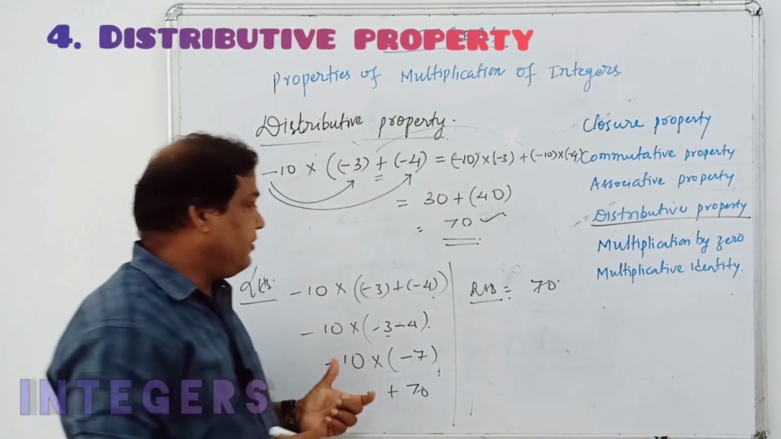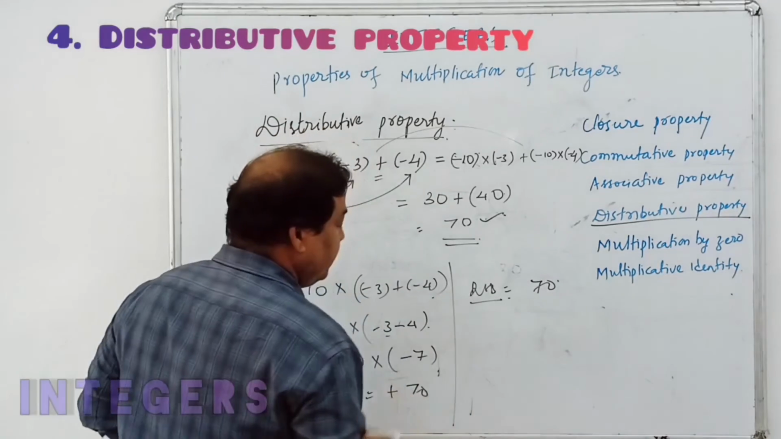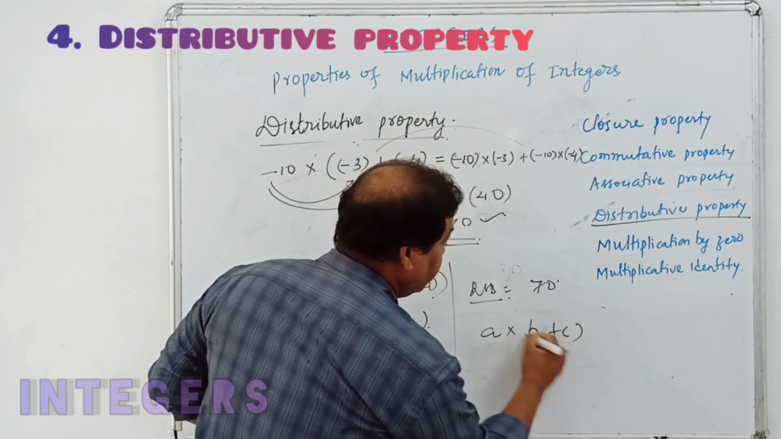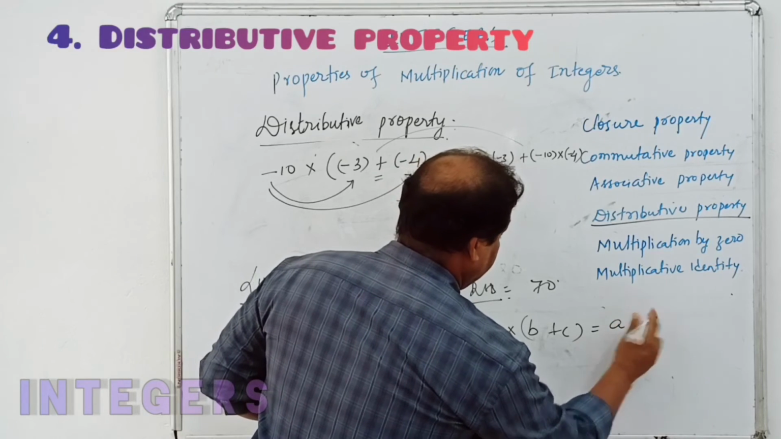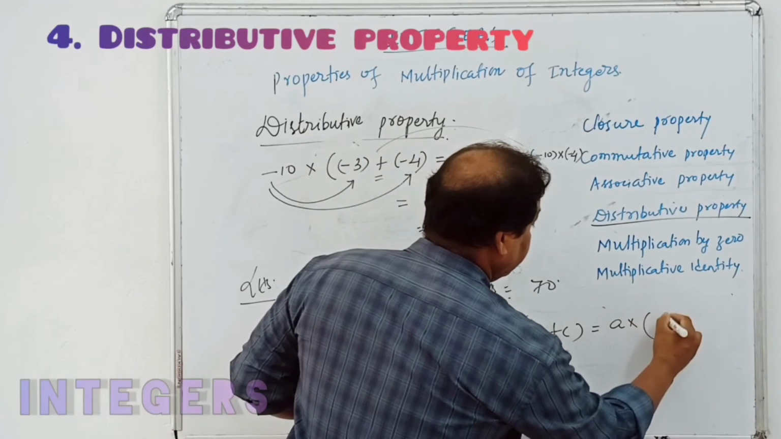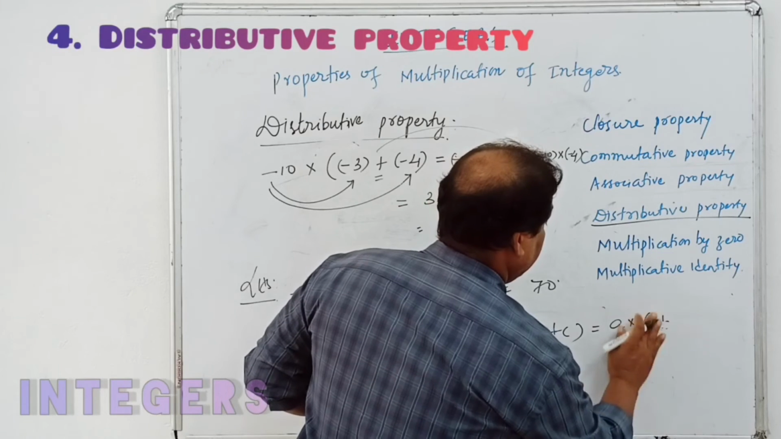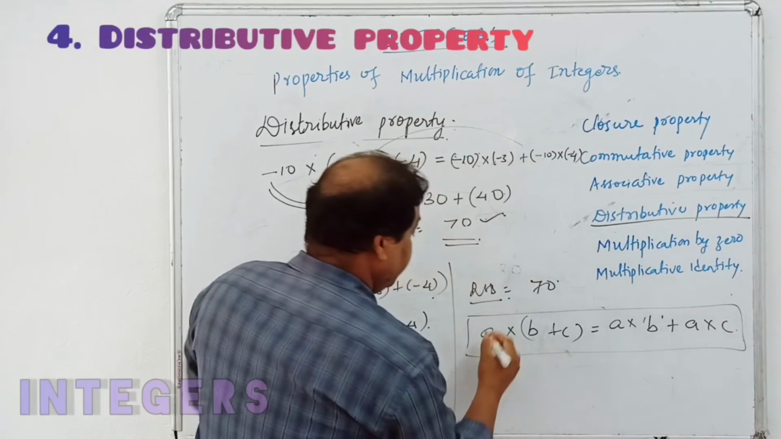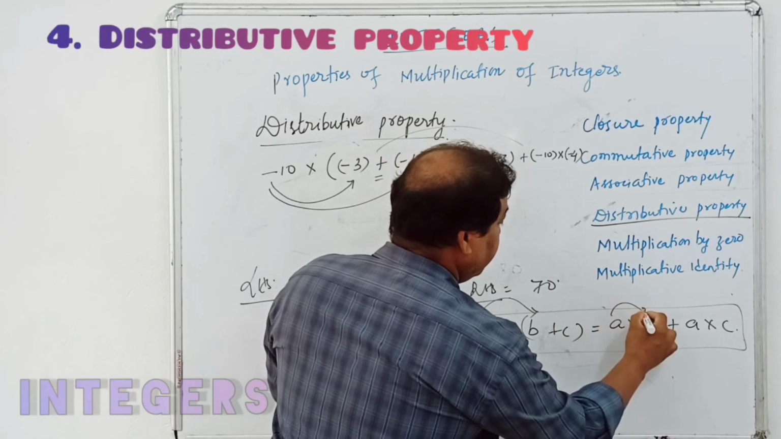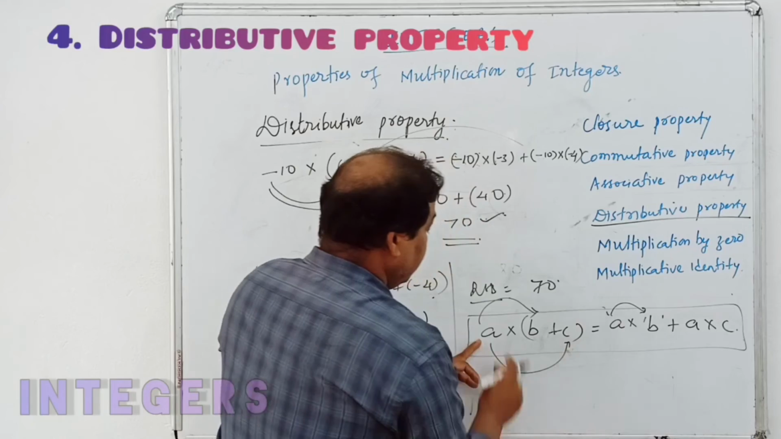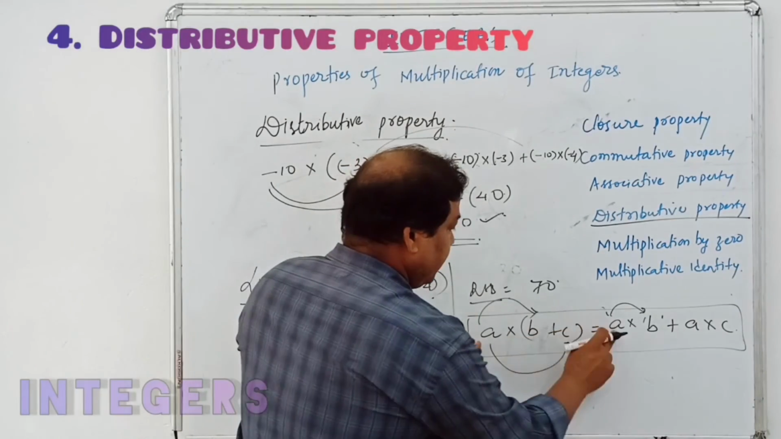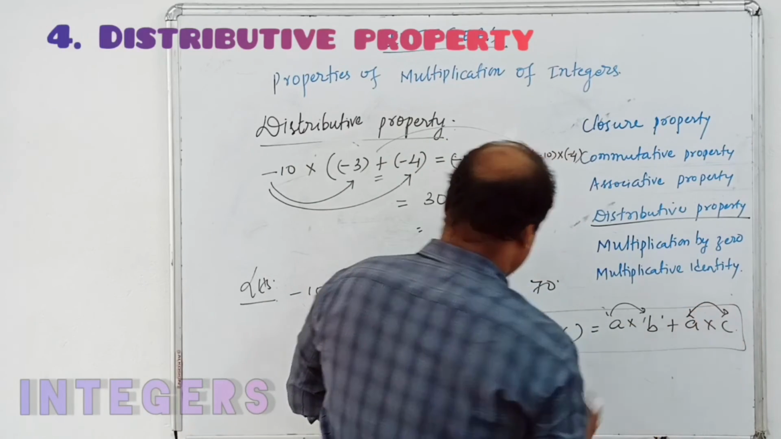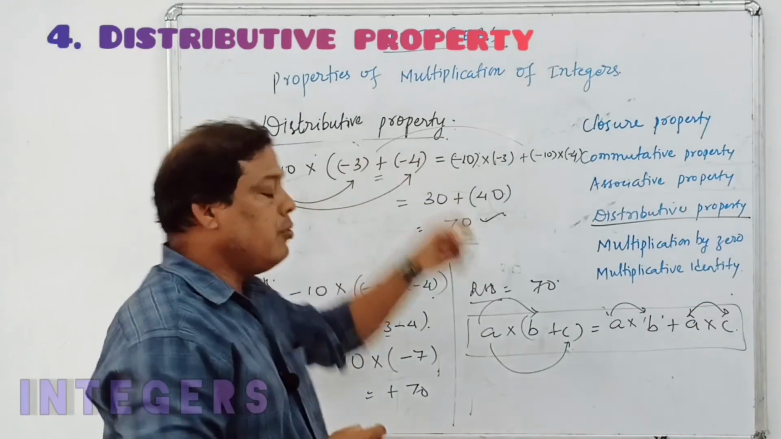Now in general we can say that if A, B, C are integers, then we can write A into (B plus C) is equal to A into B plus A into C. So that means A is multiplied with the first term, that is B, A into B. In the second, A is multiplied with C, that is A into C. So this property is known as the distributive property.